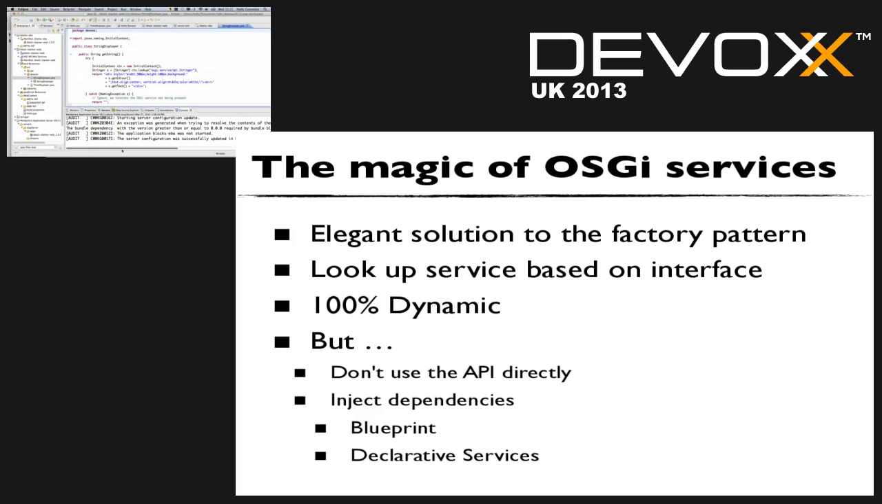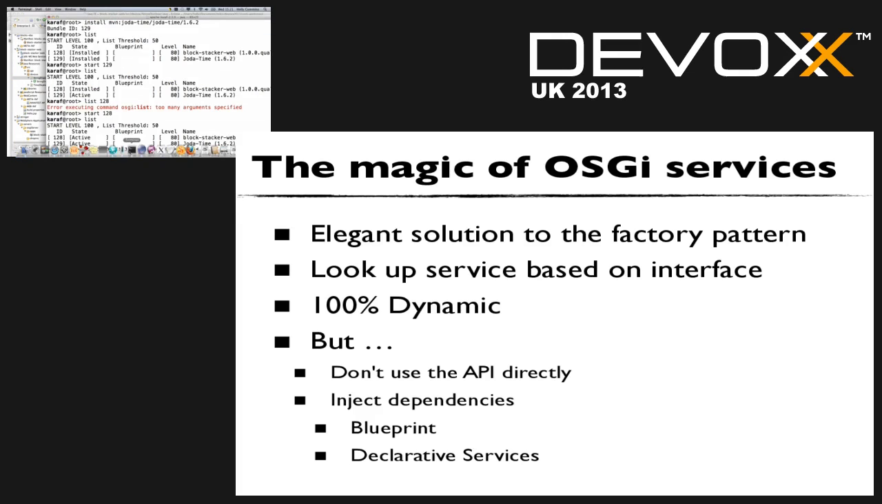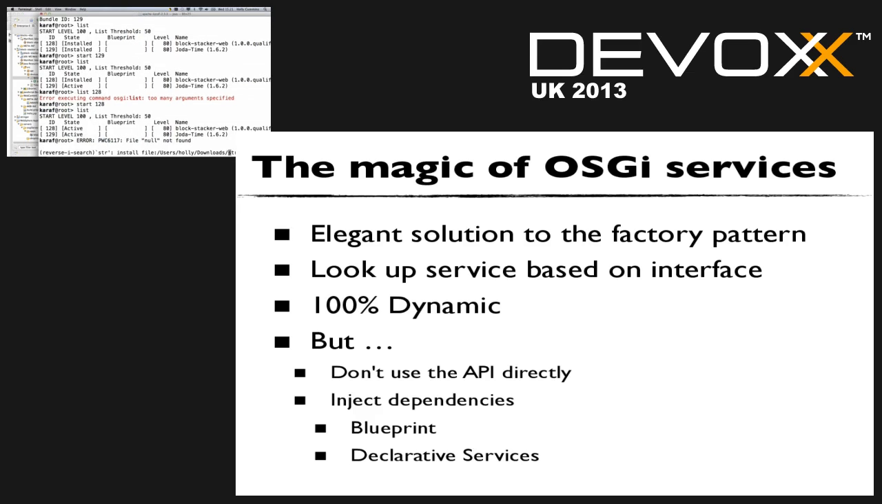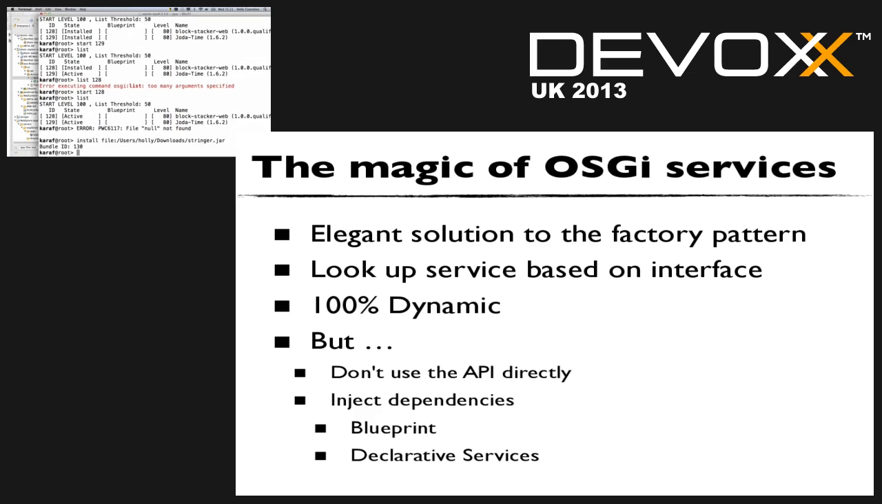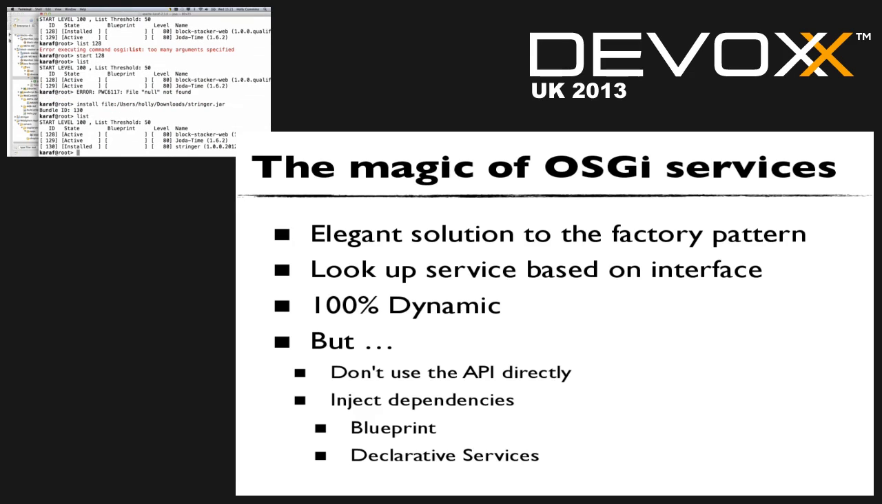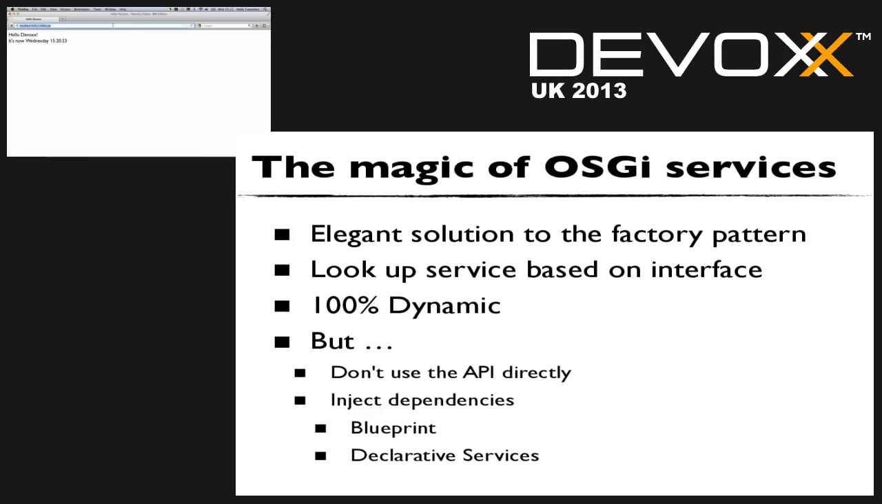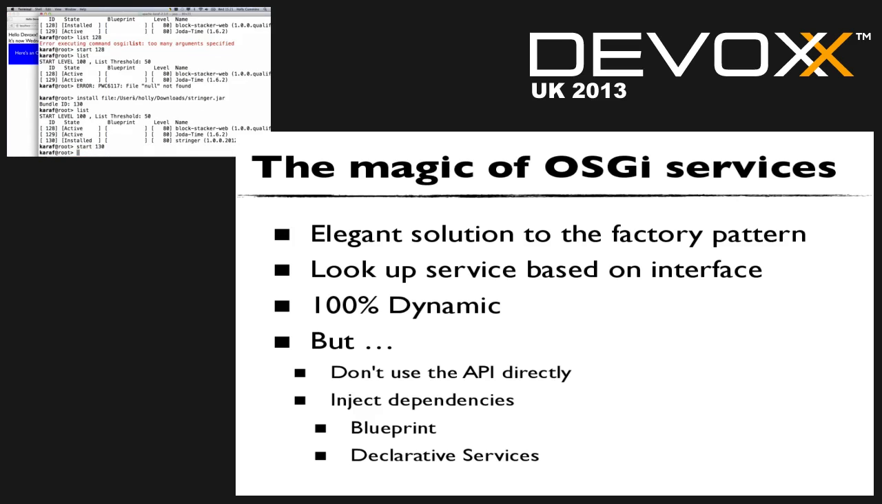So if it's not there, you can see nothing happens. But if it is there, something kind of magical happens. If I load my stringer, and then I start it up, if I go back to my web application on Firefox, I get different behavior.